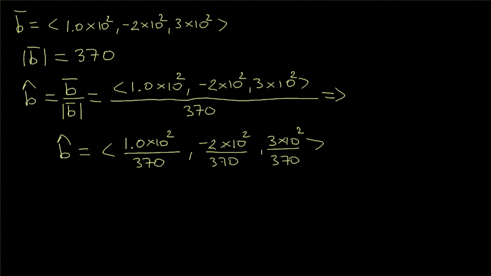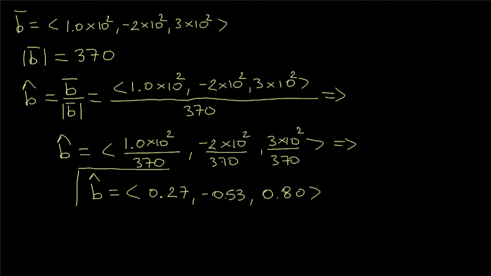I have an x component, a y component, and a z component. If we do these calculations, we will find that the unit vector B is approximately 0.27, and note this is a positive number because the x component of the vector B was a positive number. Now the y component is minus 0.53, and this is a negative number because the y component of the vector B was a negative number, and the z component is 0.8. So this is the unit vector of vector B.